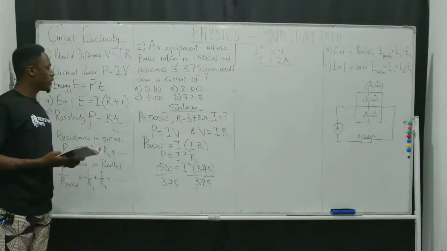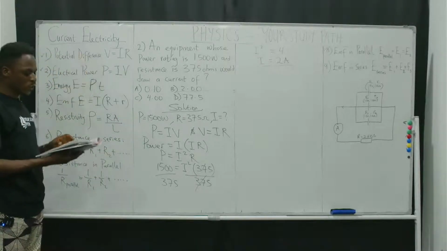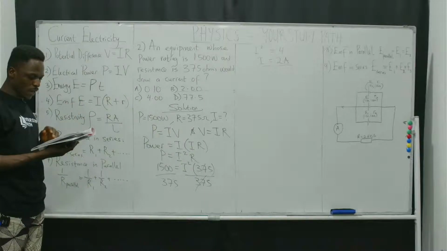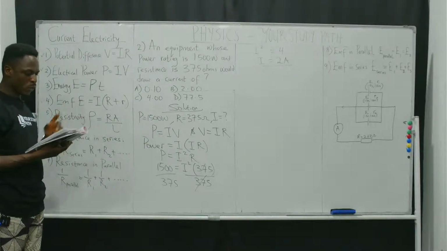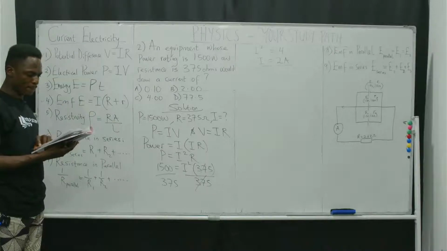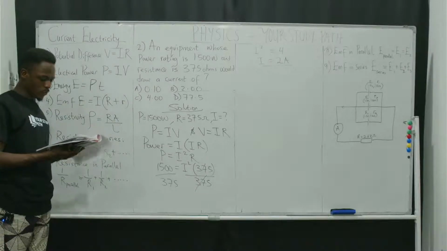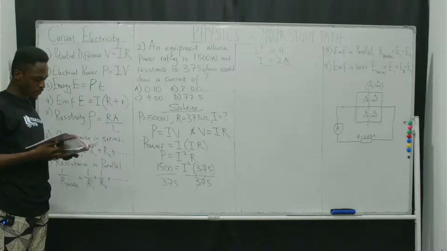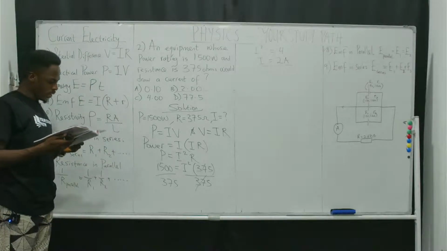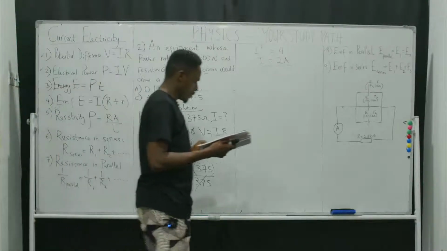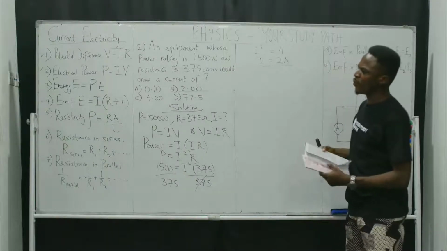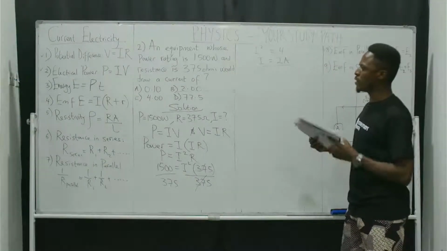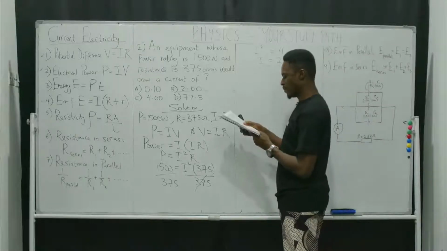Let's look at the next one quickly. I'm sure this is quite straightforward, picking Formula 1 and Formula 2 in solving our question. So let's proceed to another question. Here, we have a question under resistivity. So that should be Formula 5.